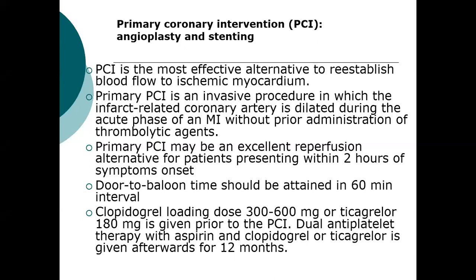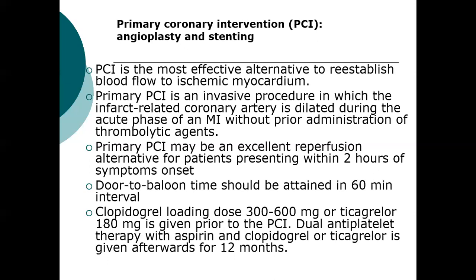For the primary PCI, it may be an excellent reperfusion alternative for patients presenting within 2 hours of symptom onset. As I was saying, time is muscle. If you are meeting this patient for the first time, count that time as the initial contact. Door to ECG, 10 minutes. Door to reperfusion, usually 90 minutes, less than 2 hours of onset of symptoms. We try for 90 minutes that we are in the cath lab and we are sorting you out. By that time, you assume, and it has been proven, that it is in an ischemic stage, not necrosed, so you're able to salvage that part of the heart that has been injured.